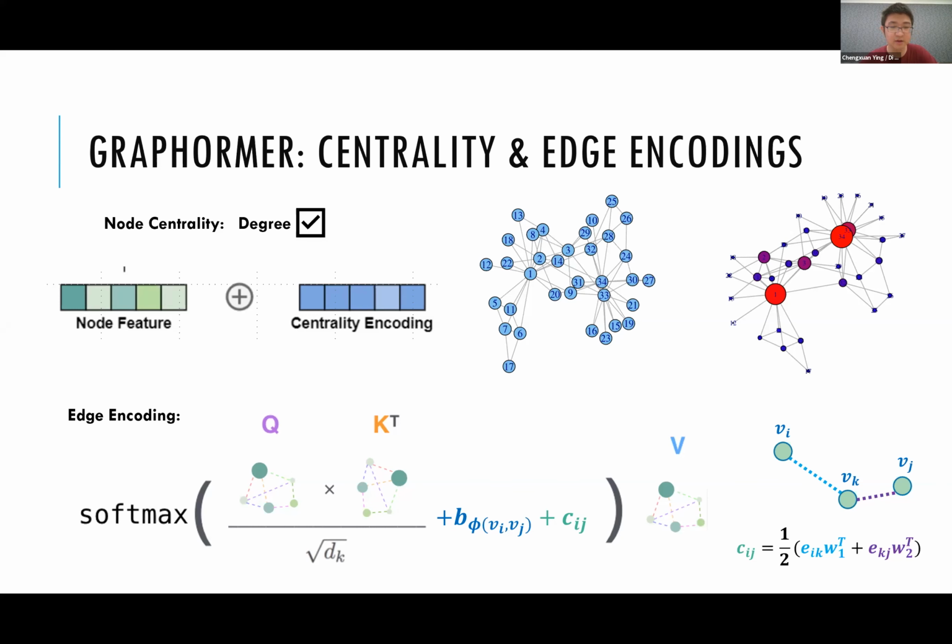Besides, we design a new edge encoding method to further take the edge feature signals into the transformer layers. To be concrete, for each node pair, we compute the weighted average of the edge features along the shortest path, where the weights are parameters, and then use it in the attention module.